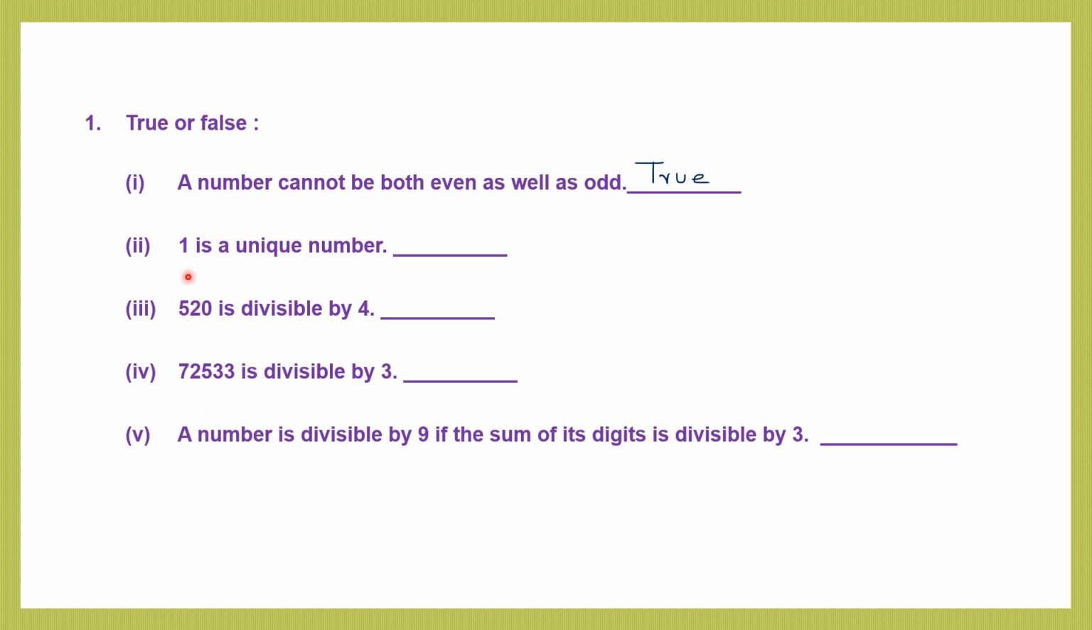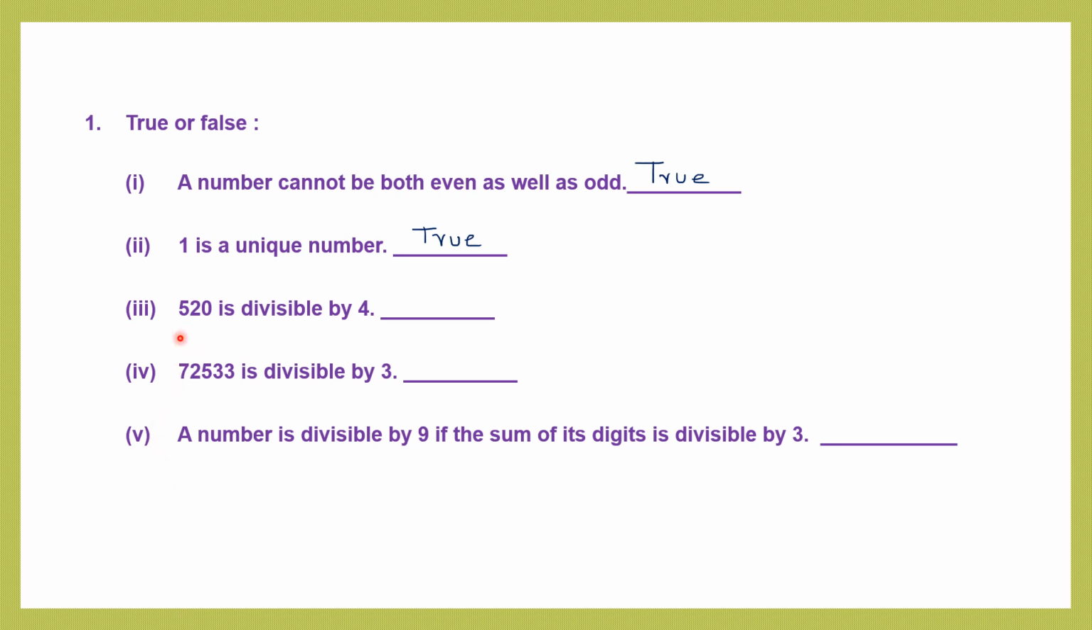Next one, 1 is a unique number. Yes, 1 is a unique number. It is neither prime nor composite. So we give it a special name, unique. Unique number means a special number. So this statement is also true.